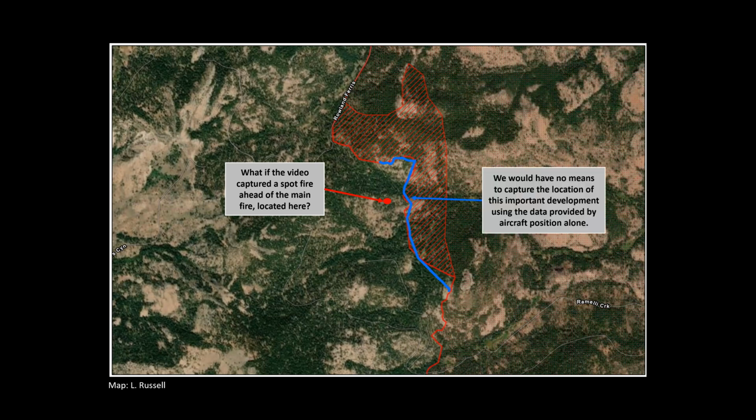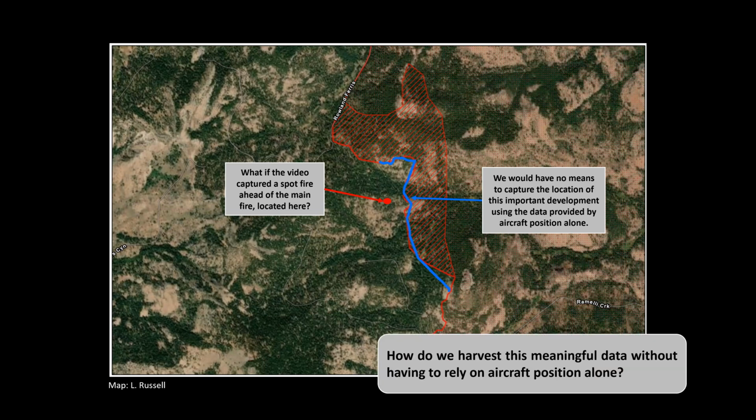Well, the problem there is that we don't have any means of extracting the location of that piece of fire using the data provided by the aircraft position alone, unless the pilot were to abort his previously planned mission of mapping the main fire's edge and go hunting spot fires, which burns up batteries fast. And so you can see how the inefficiencies start to cascade here, because we're really not able to utilize a vast proportion of the data that we're collecting.